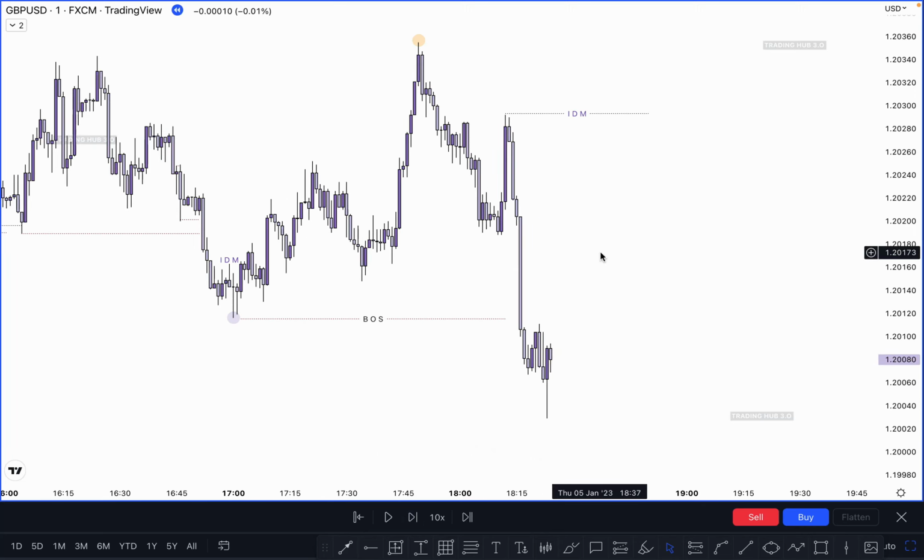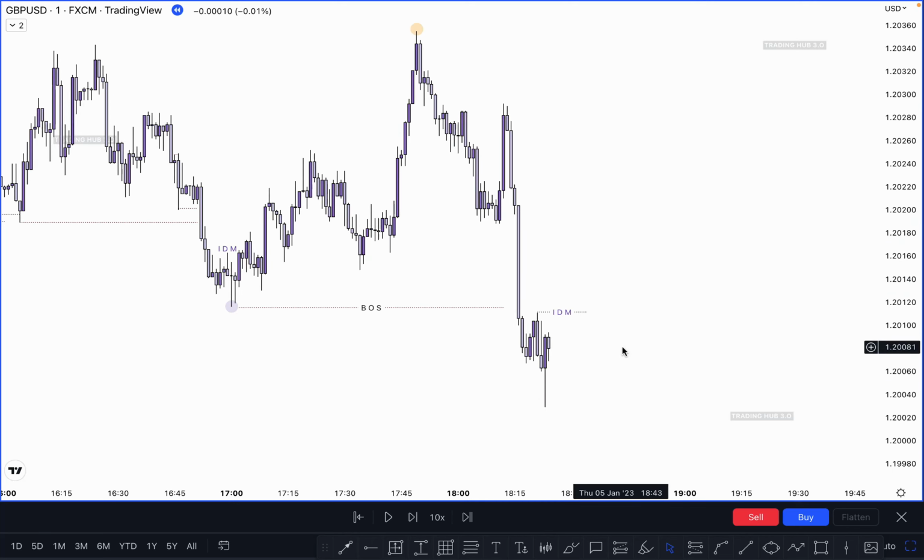Okay, now you can see the market created a new pullback here. So where is our inducement? This one, because this is our first pullback after break of structure. And let's see, you have to wait for the inducement to be taken out, then you can continue switching the inducement like this.